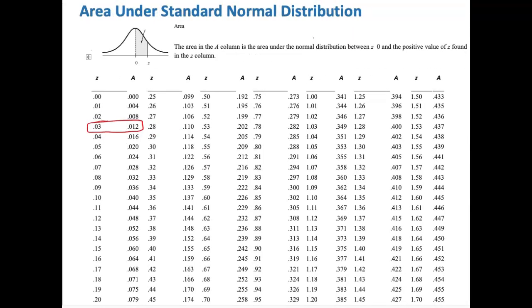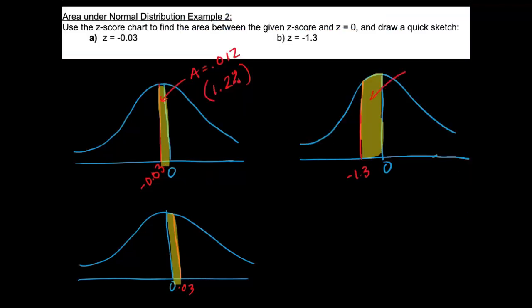So I'm going to look for z equals 1.3. And it looks like, let's see, it'd be 1.30. Sometimes on the chart there's an extra 0 added in, so don't worry about that. 1.3 is the same thing as 1.30, and it looks like that has an area of 0.403. So I come back to my picture and label it with an area of 0.403. And if I wanted to write a percent for that one, just move that decimal 2 places, and that's approximately 40.3% of values fall between 0 and negative 1.3 standard deviations.